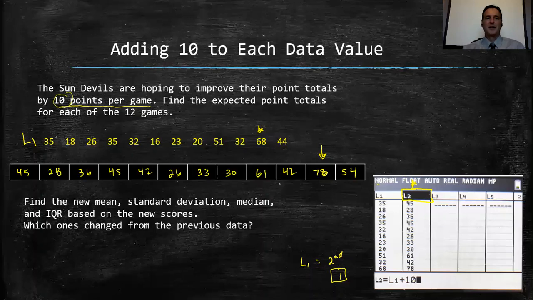Now here's the new question. It says find the new mean, the new standard deviation, the new median, and the new interquartile range of these new scores. We will do that command. Take a moment, hit pause, and we'll see what you get.